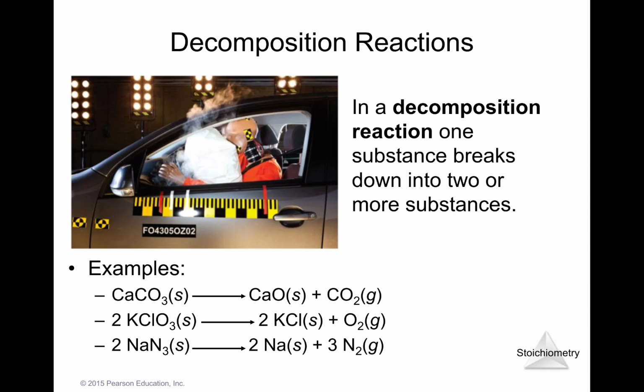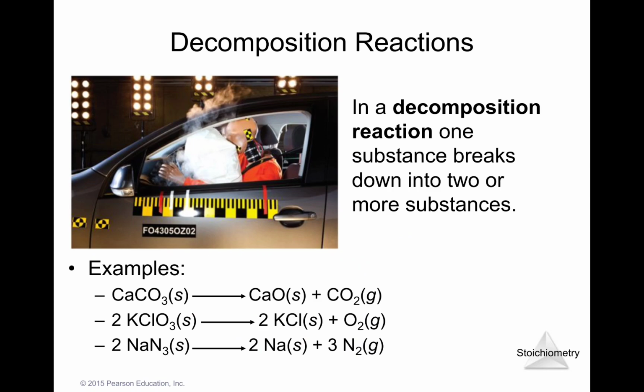In a decomposition reaction, we have one substance that breaks down into two or more. So in a way, these two reactions are opposite. In combination, we take two and make one. In decomposition, we take one and make two or more.